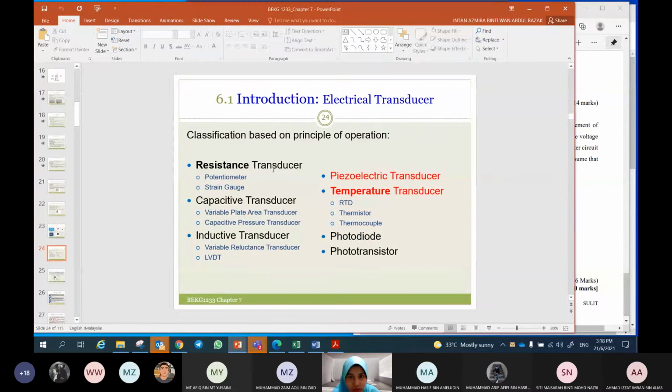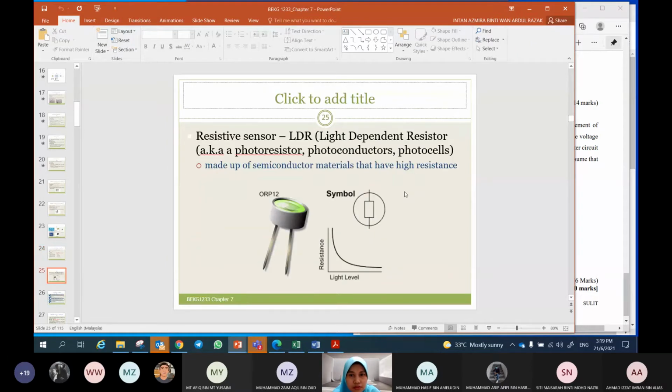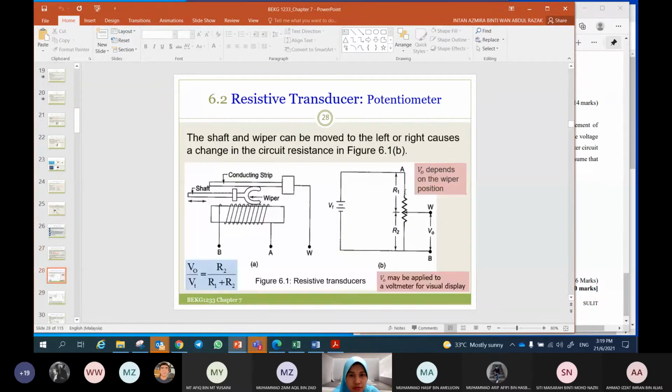Okay, let me share my screen. So we will continue on sensor and transducer for subtopic temperature sensor. And then we have photodiode and phototransistor. Okay, before that, any question on chapter sensor?